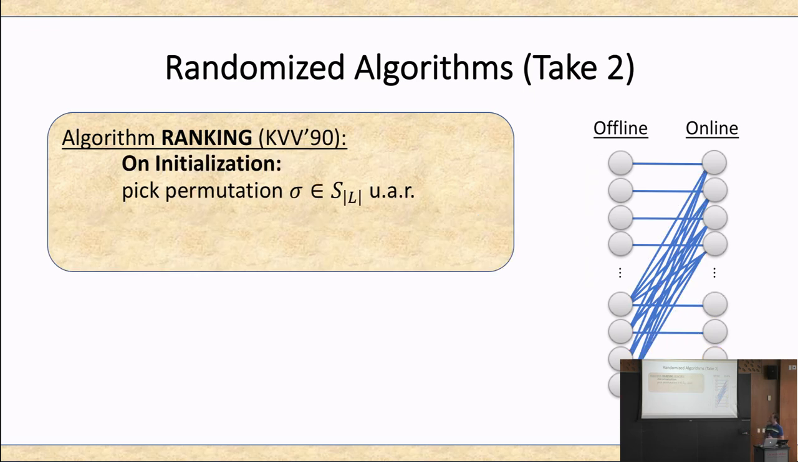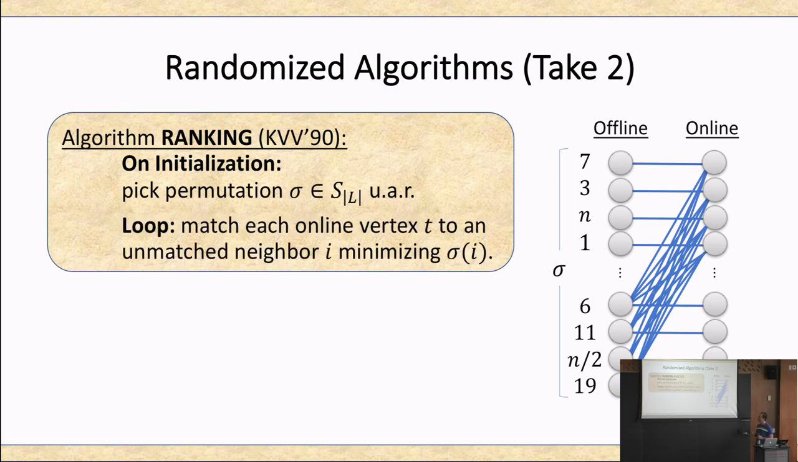So the algorithm Ranking, introduced by Karp, Vazirani, and Vazirani in 1990, does the following. On initialization, it picks a random permutation, a uniformly chosen permutation, on the left-hand side. For example, this is the permutation. And whenever an online node t shows up, it's matched to its unmatched neighbor i that minimizes the value of the permutation. So at least for this input, you should get some intuition as to why this would help. Let's say after half of these guys show up, all the guys here of value within the first n over 2 are already matched. And now every guy here has a constant probability of getting matched. Again, if you didn't follow that, not particularly important. We're not analyzing this algorithm at all.